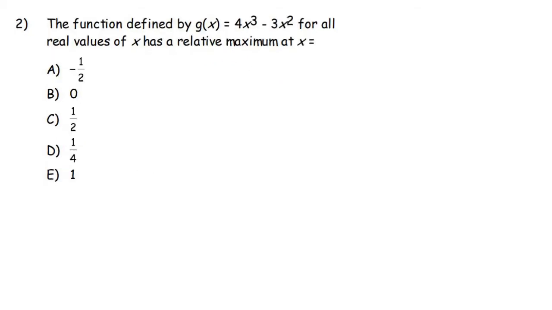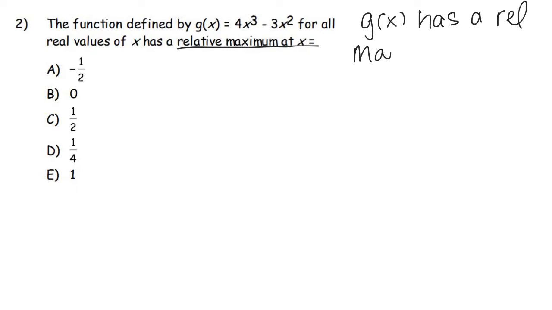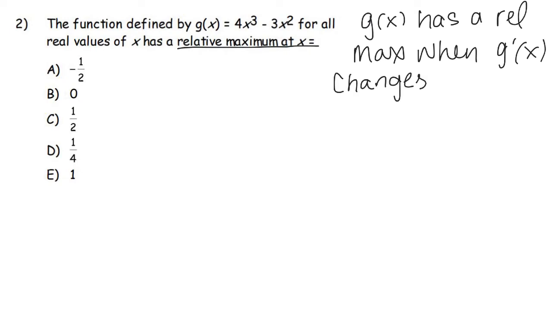Okay, for number 2, the function has a relative maximum when, and so we know that g of x has a relative maximum when g of x changes from increasing to decreasing, and so if we put that in terms of our first derivative, we're going to say when g prime of x changes from positive to negative.